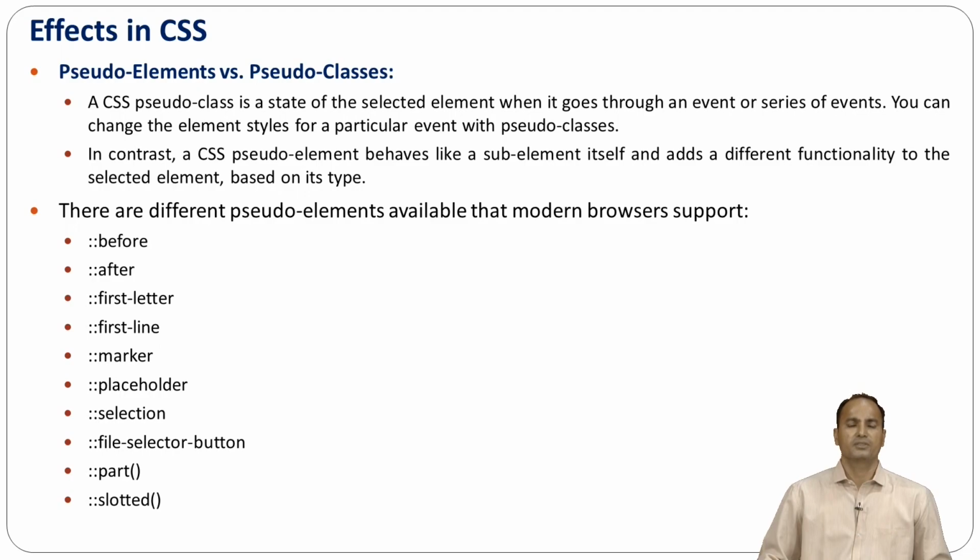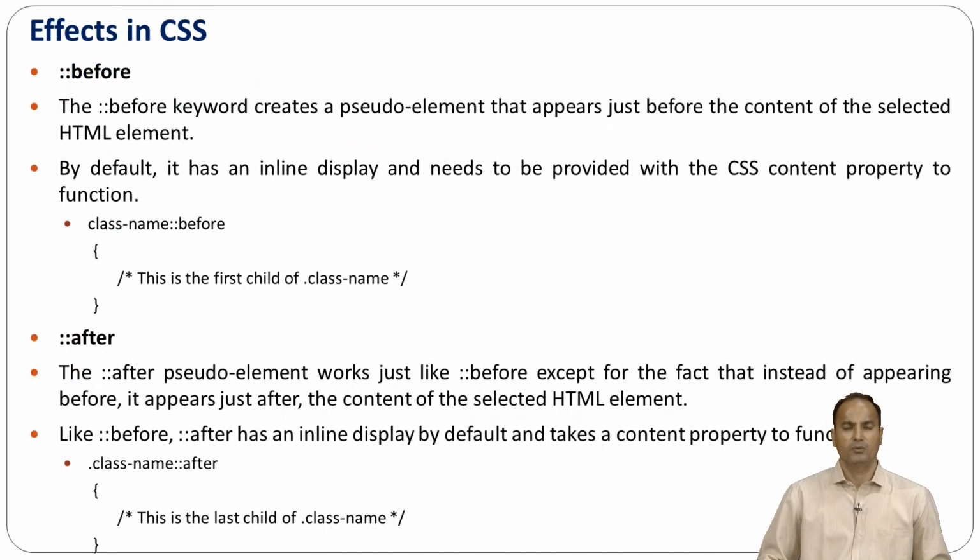Now there are different pseudo elements available in the latest CSS versions and they are supported by modern browsers. The pseudo elements are before, after, first letter, first line, marker, placeholder, selection, file selector button, part, slotted, and each pseudo element has its own meaning and value in our CSS properties. Now moving next, let's discuss each one in a more detailed manner. So first let's go for the before pseudo element.